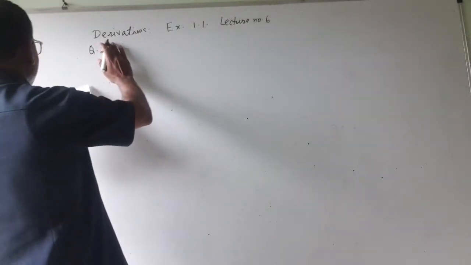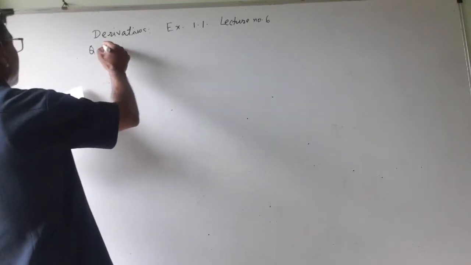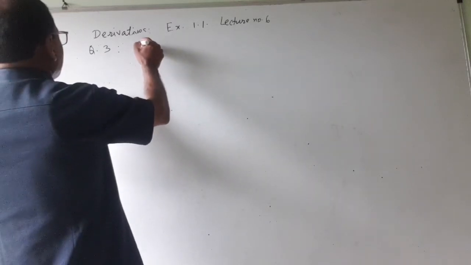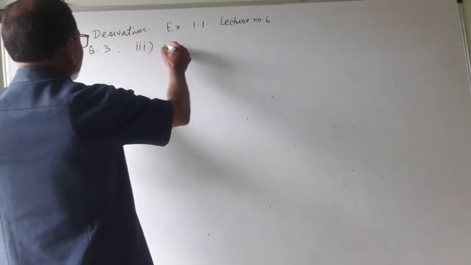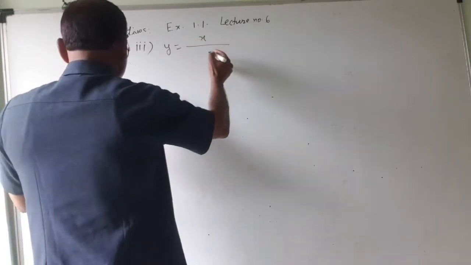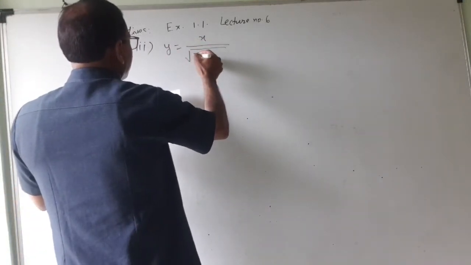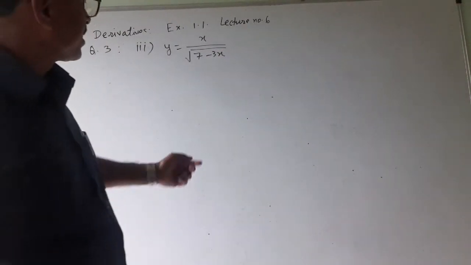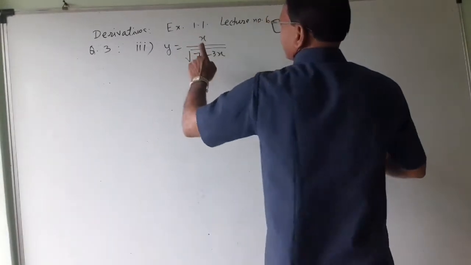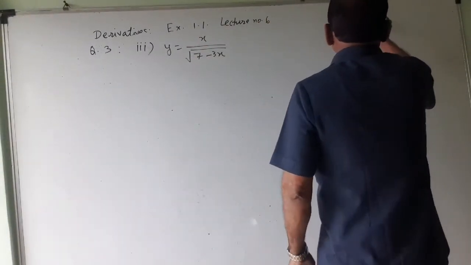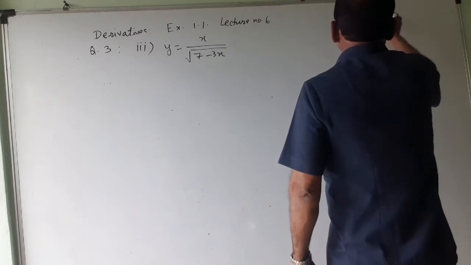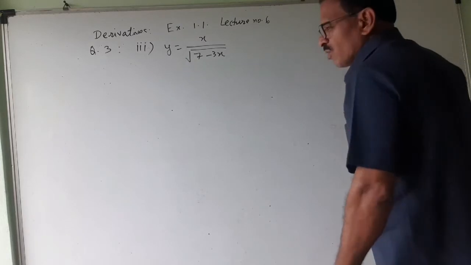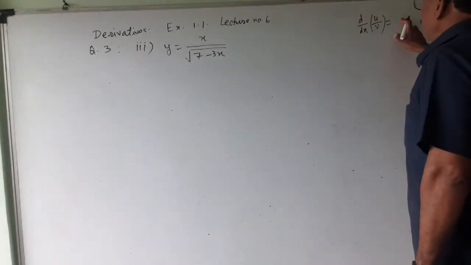Now question number 3, I have to take question number 3. This is a basic question. Y is equal to x upon under root of 7 minus 3x. For the law purpose, I am just teaching it. This is one function, this is one function, so it is the division of the functions, d by dx of u upon v.